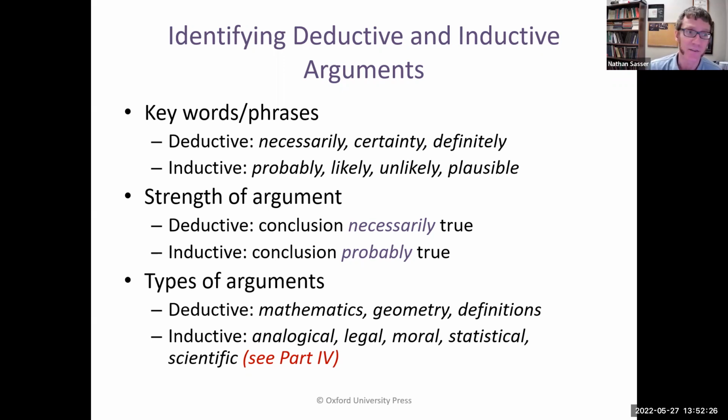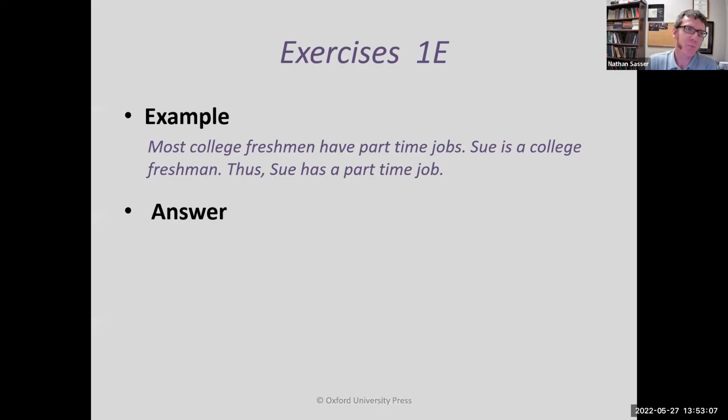Now, again, these arguments have different strengths. A deductive argument is making a much stronger kind of claim about the evidence supporting its conclusion. An inductive argument is making a more modest claim. And you'll see inductive arguments used primarily in science, legal settings, sometimes moral settings, statistics. Deductive arguments are mainly confined to mathematics, to geometry, and to certain kinds of conceptual claims made in philosophy. Philosophy can use both.